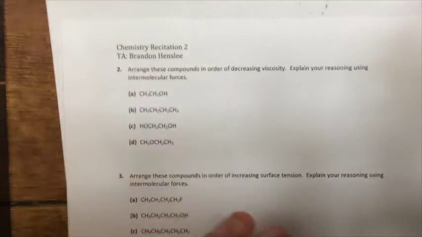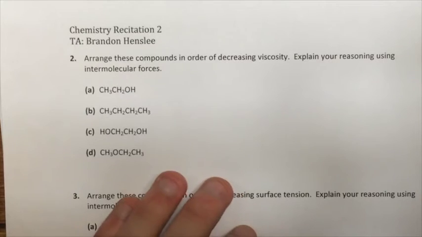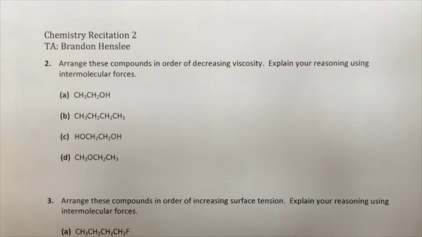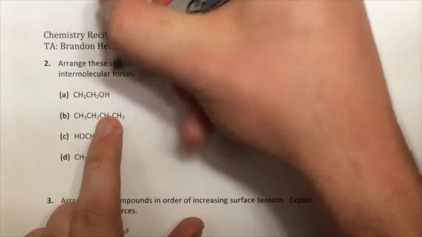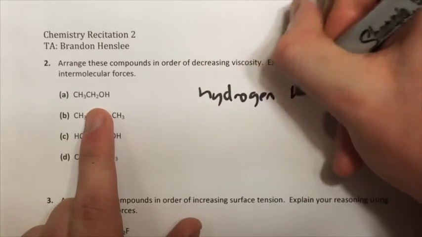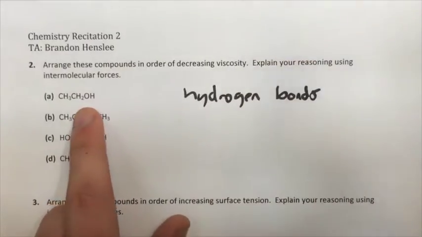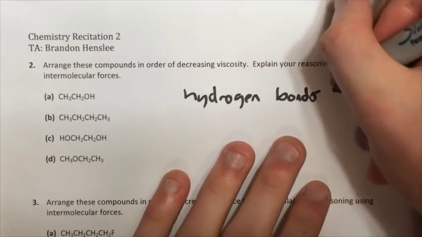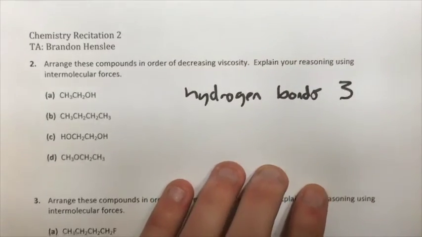All right, so next, you're asked to arrange these compounds in order of decreasing viscosity, and also explain your reason according to IMFs. So if we look at these compounds, this molecule of ethanol can form hydrogen bonds. As we discussed previously, because it has an OH, the oxygen can form 2 bonds and the hydrogen can form 1. So this can form 3 bonds total.